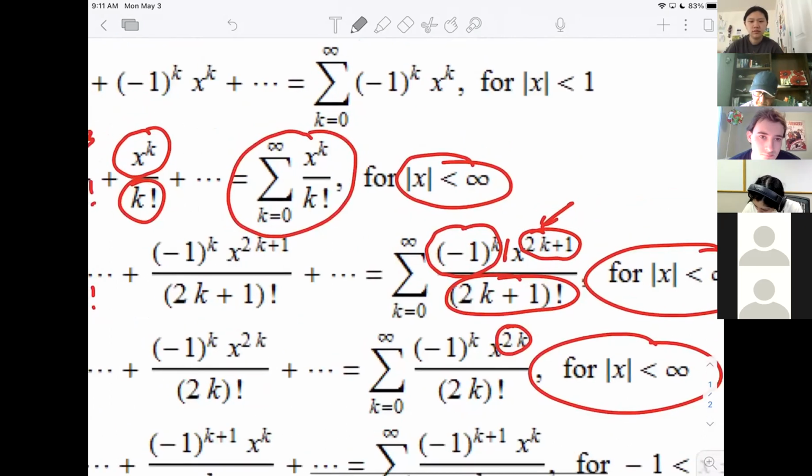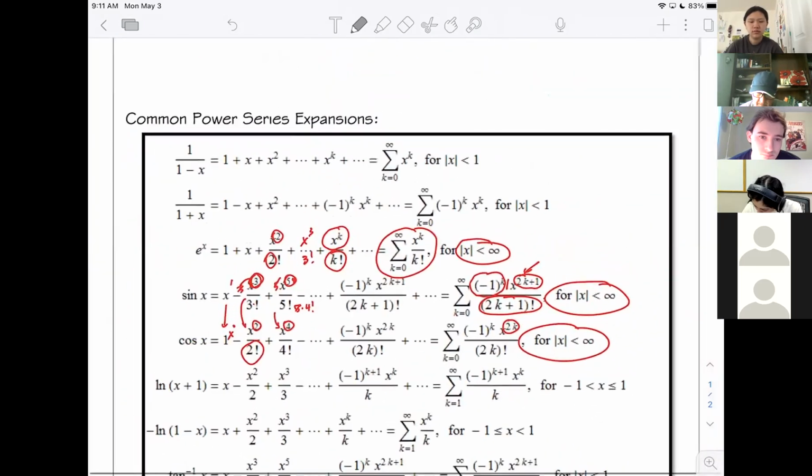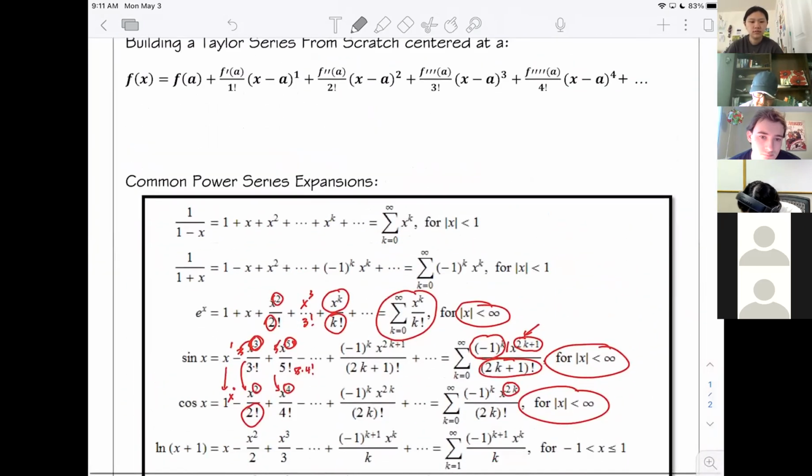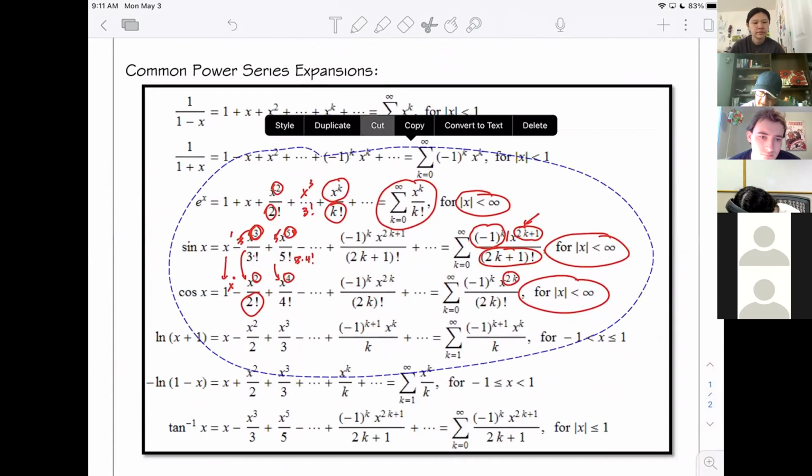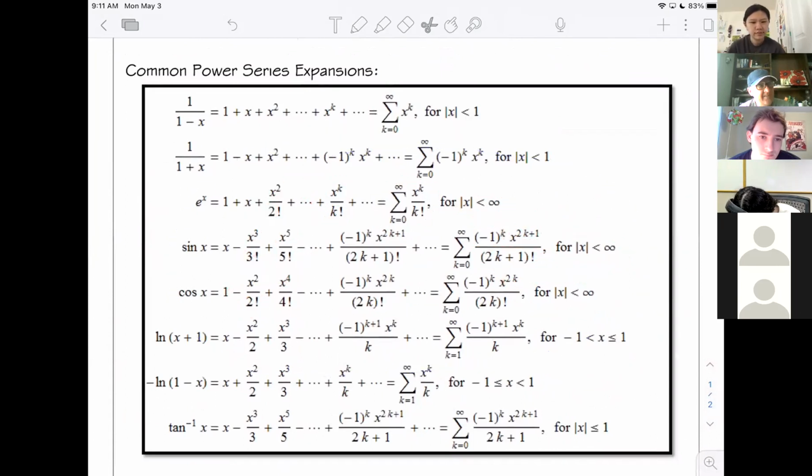So these are listed in your book as common power series expansions. And so one of my goals for you here is actually that you be able to make these for yourself. That's what's kind of fun. Again, I'm a little less concerned about this part of it.